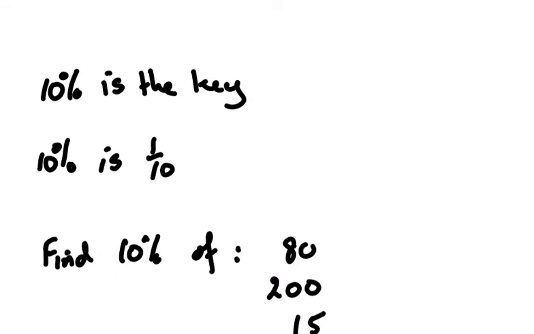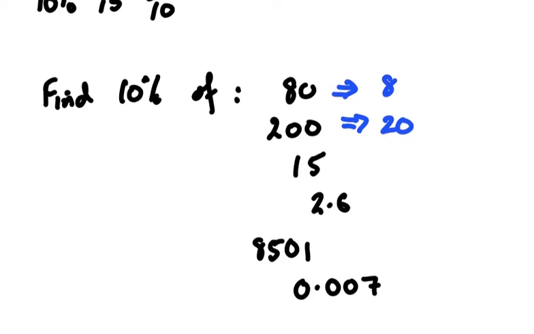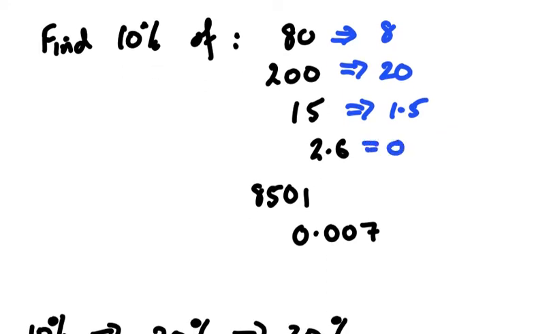Now 10% is the key. 10% is 1/10. So if we are to find 10% of 80, that's going to be 8. 10% of 200 is going to be 20. You just shift the decimal point back one. 10% of 15, 1.5. 10% of 2.6 is 0.26. Move the decimal point back one. 10% of 850 is 85. And again, move the decimal point back one. 10% of 0.007 is 0.0007.